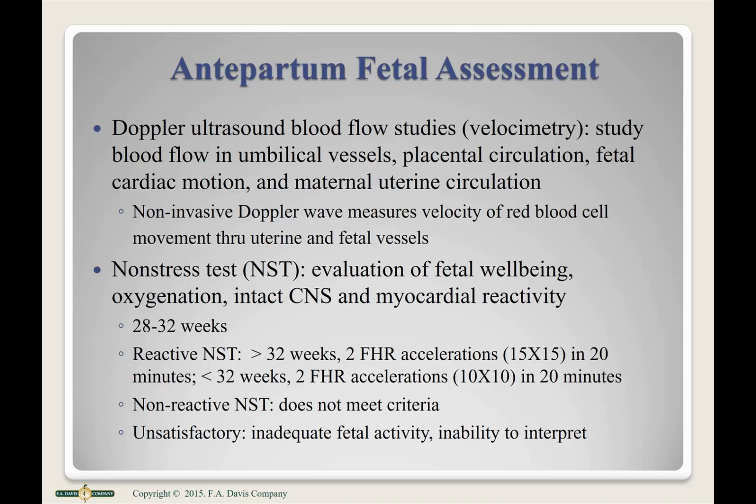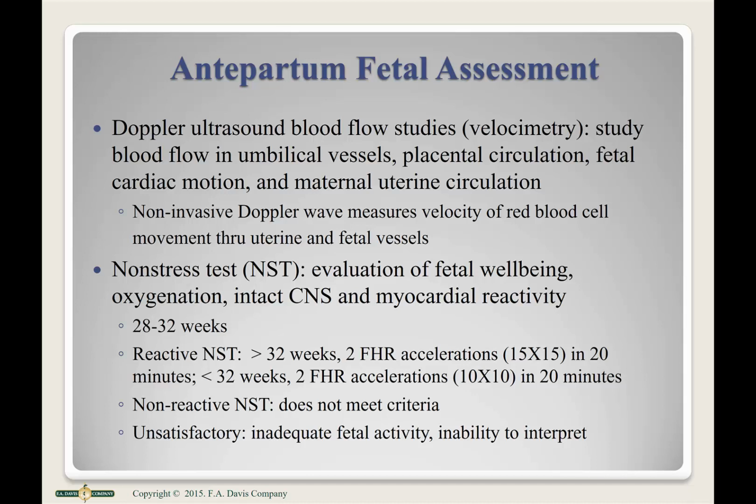So if you have a patient on a monitor for 40 minutes, okay, and you see an acceleration, and then you see your second acceleration, and that second acceleration is 30 minutes later, then the baby did not pass the test. Those 2 accelerations, somewhere in that 40-minute period, have to be less than 20 minutes apart. Okay, do you understand that? So anyways, if that occurs, then we can say baby has a reactive non-stress test.